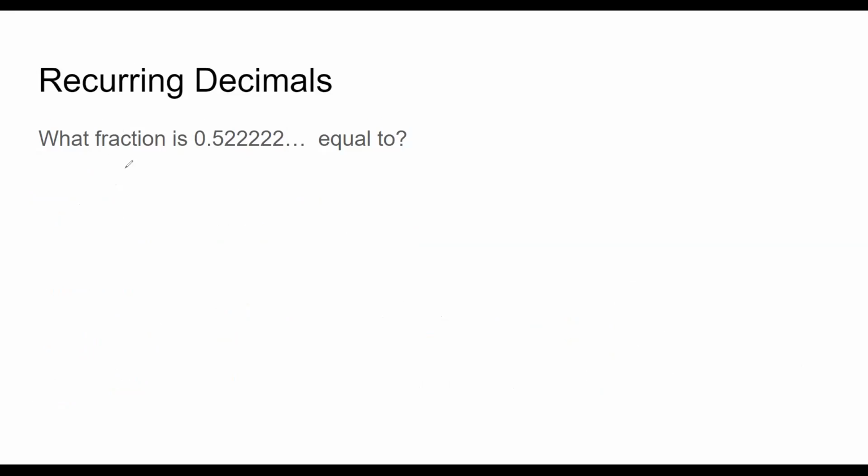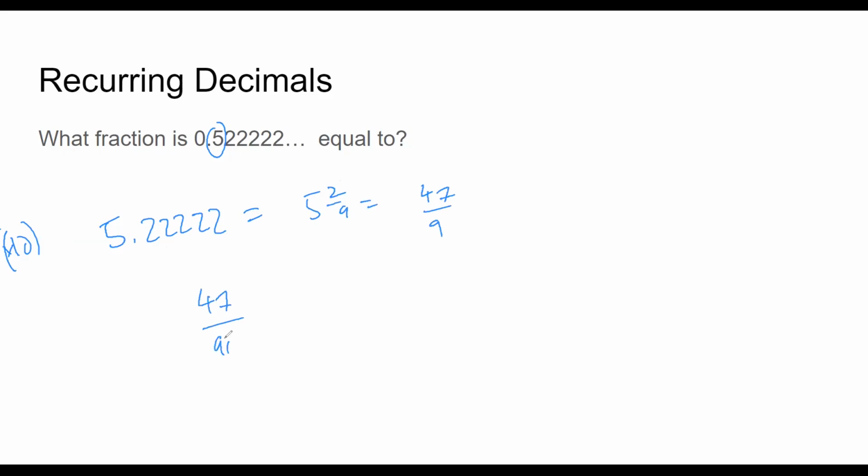Of course, we have this 5 in the way here, so we're going to multiply by 10 to get rid of it. We're going to have 5.22222, and then this is going to be 5 2/9, which is just going to be 47/9. But of course, we multiplied by 10 here, so for our final answer, we have to divide by 10 again to get 47/90.